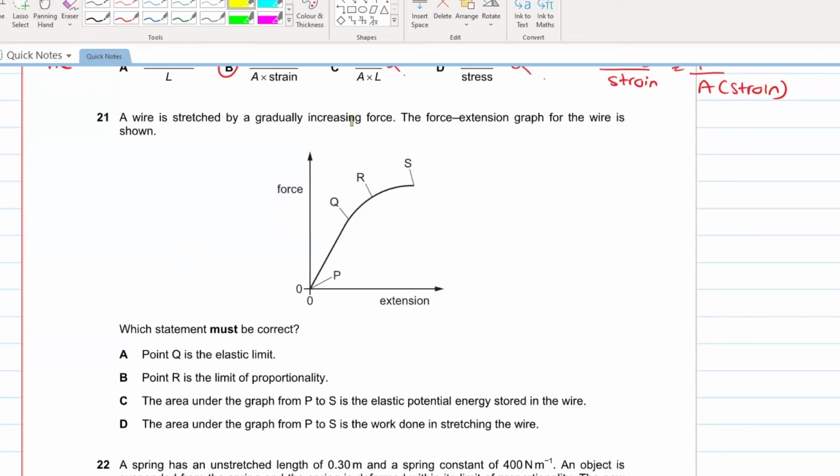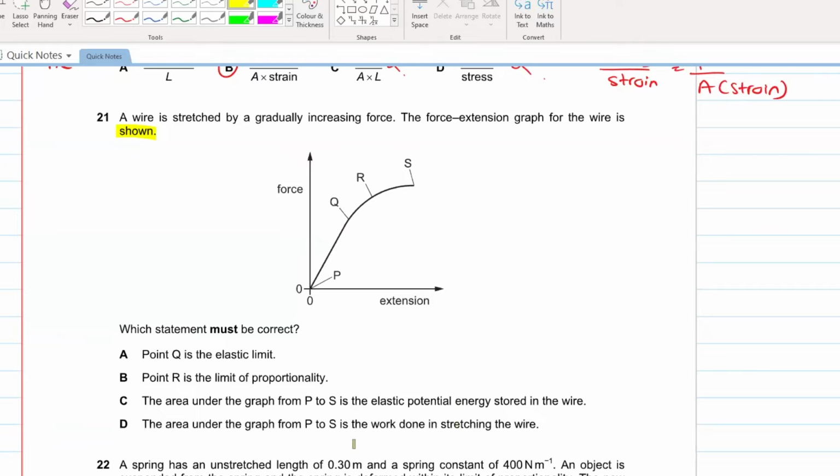A wire is stretched gradually by increasing force. The force extension graph for the wire is shown, perfect. Which statement must be correct? Okay, which statement for this force versus extension graph is correct? Any ideas? Point Q is the elastic limit. We cannot tell that. Point R is the limit of proportionality. No. The area under the graph from P to S is the elastic potential energy stored in the wire.